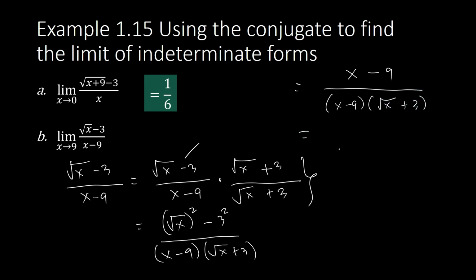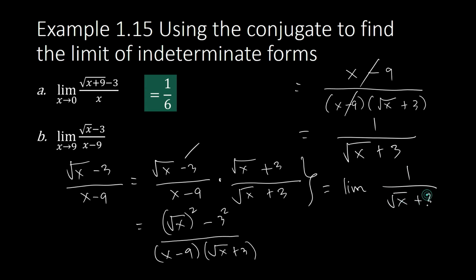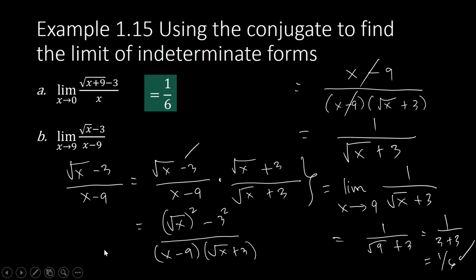x minus 9 divided by x minus 9 is equal to 1. And so we are left with 1 over square root of x plus 3. So the limit of our function is equal to the limit of 1 over square root of x plus 3 as x approaches 9. And so this is equal to 1 over square root of 9 plus 3. And this is equal to 1 over 3 plus 3. This is equal to 1 over 6.